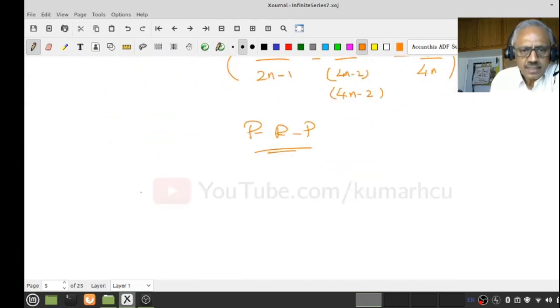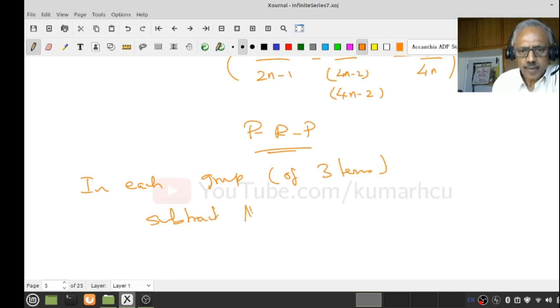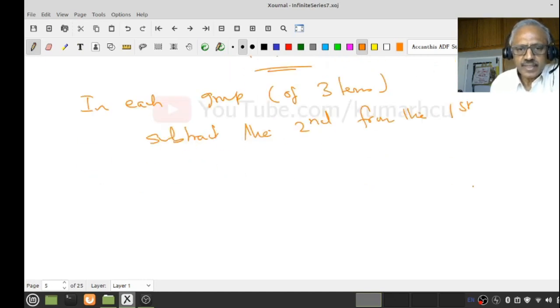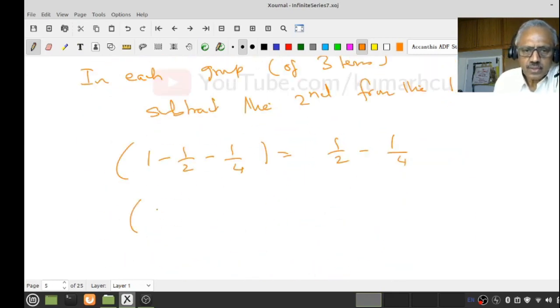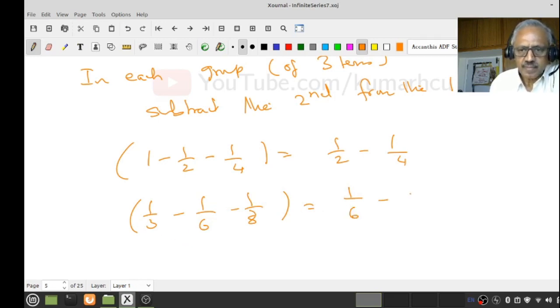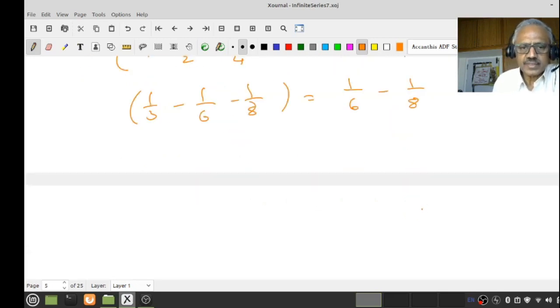Let us look at each group of 3 terms. Okay, subtract the second from the first. Okay, what do I get? For example, here I have 1 minus half minus 1/4, therefore it's half minus 1/4. The next one will be 1/3, right? 1 by 3 minus 1 by 6 minus 1 by 8. So that is going to be 1 by 3 minus 1 by 6 is going to be 1 by 6 minus 1 by 8. So what is the nth term?